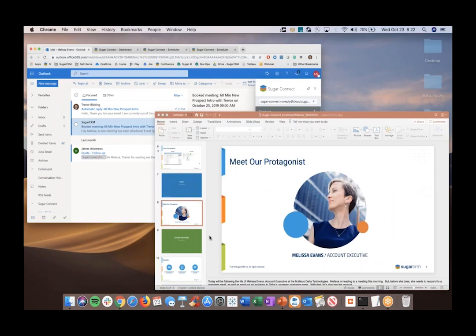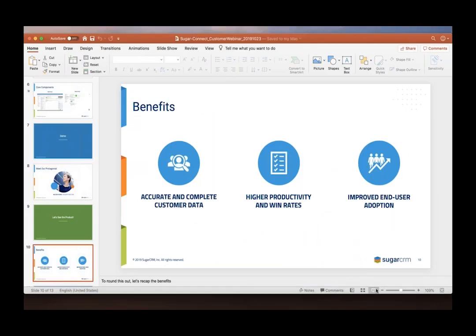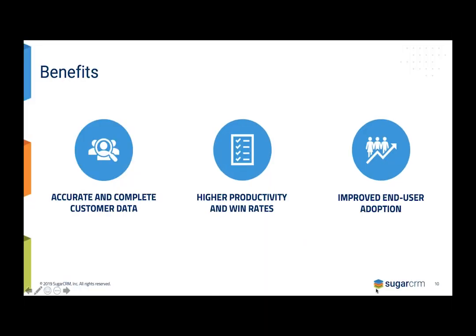Let's go ahead and jump back into the product. And just to recap the capabilities that you've seen here today, with Sugar Connect, we're bringing accurate and complete customer data. By automating the data entry, by creating that customer 360, we're making sure that your sales and service reps always have the absolute latest information at their fingertips when they need it most during real-time communication with their customers.